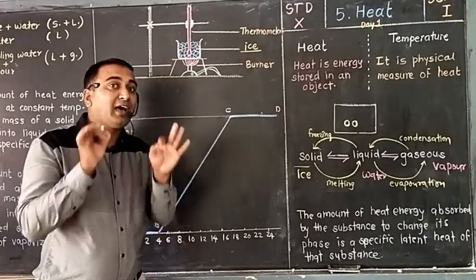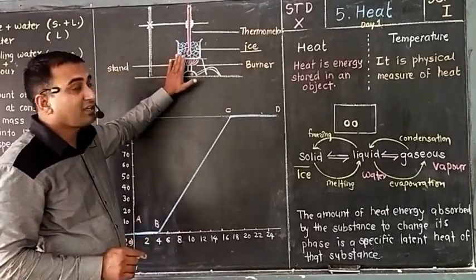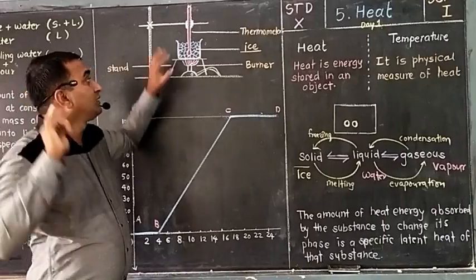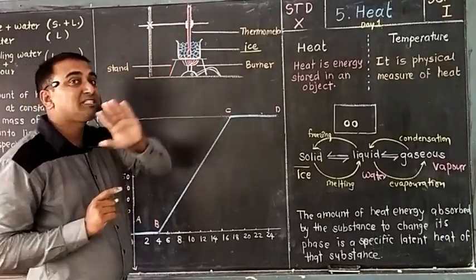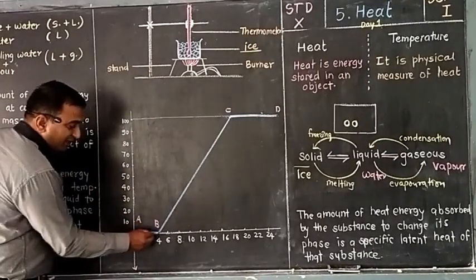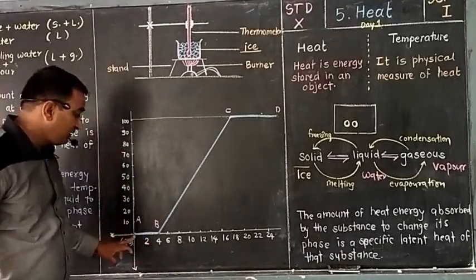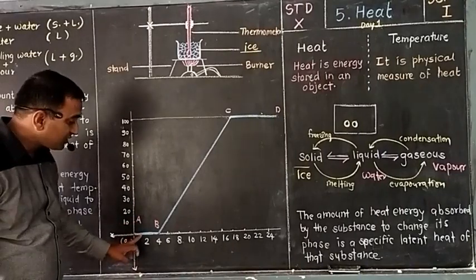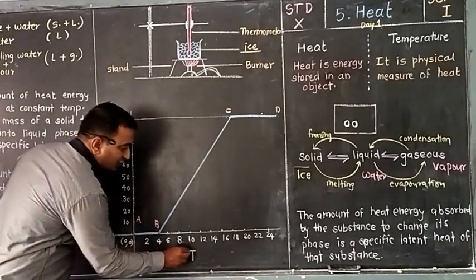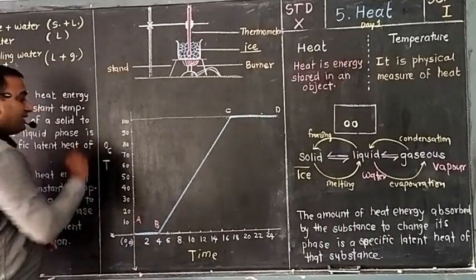Until the whole ice cubes convert into water, that means until the whole solid converts into water, there will not be any change in the temperature. So what happened here? See here, from point A to B, that means near about 4 minutes in our demonstration, without changing the temperature. Here we are going to measure time, and here we are going to measure temperature in degrees Celsius.